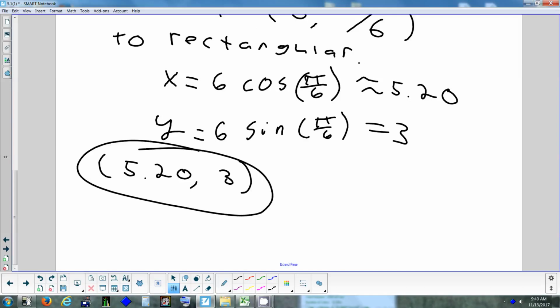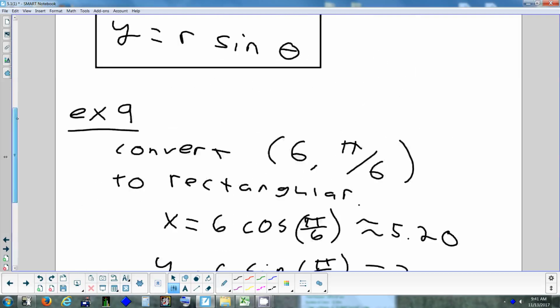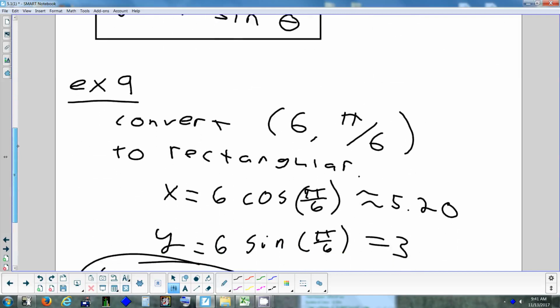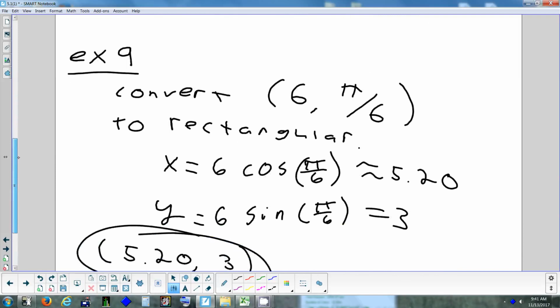And what we really did is we just figured out the length of two sides in a triangle. The bottom side and the height. Any questions on that? Okay, so what I'm going to do now is graph the original point. I'm going to try to show you something. 6, pi over 6. What's pi over 6 again in degrees? 30.